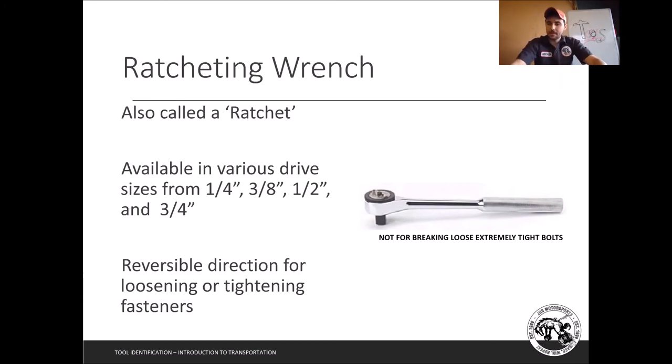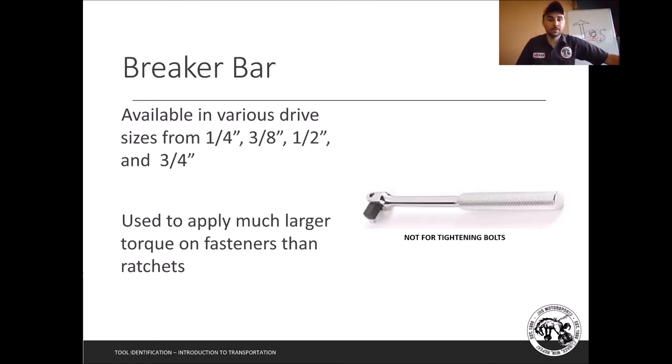All right. So a breaker bar, available in all those sizes we've talked about. And this is used to apply much larger torque on fasteners than a ratchet. You can just see, look how far I gotta zoom back here to actually show you. Now this is a half inch. Now they do make bigger ones than this, but this is a pretty common breaker bar.